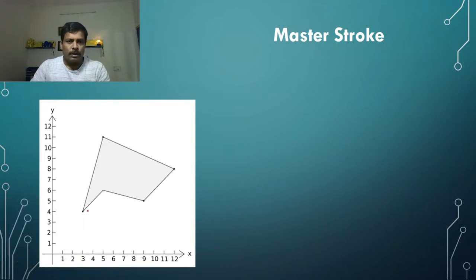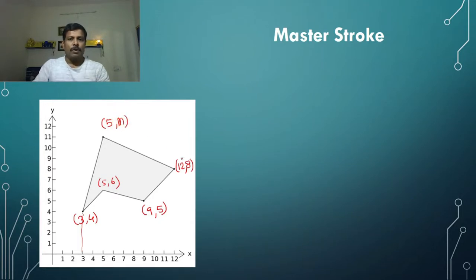Red. Okay. So this point has coordinates, see, 3 as the x coordinate and 4 as the y coordinate. So 3, 4. This point has 5 as x coordinate and 6 as y coordinate. This point has 9 as the first coordinate and 5 as the second coordinate. This point has 12 as the x coordinate and 8 as the second coordinate. And this last point has 5 as the first coordinate and 11 as the y coordinate. 11. Okay.